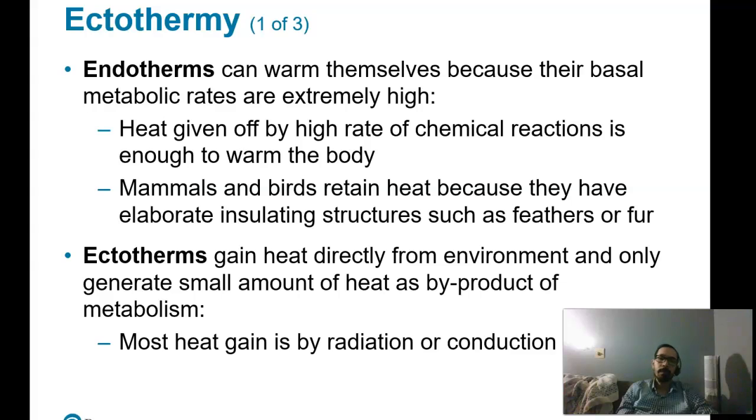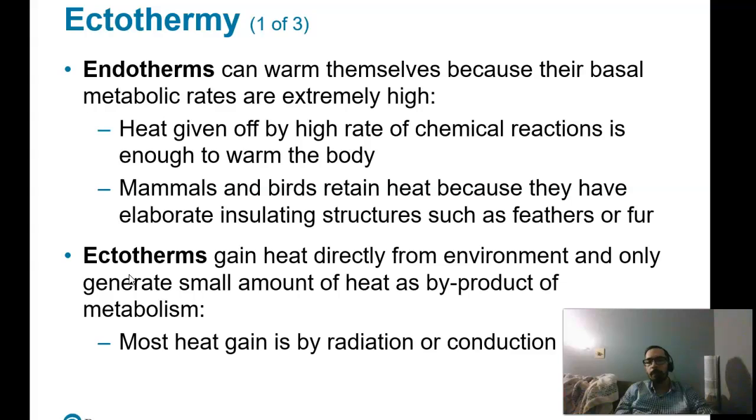Endotherms can warm themselves because their basal metabolic rates are very high, and heat is given off by the high rate of chemical reactions, and so this is enough to warm the body. And mammals and birds retain their heat because they have insulating structures like feathers or fur.